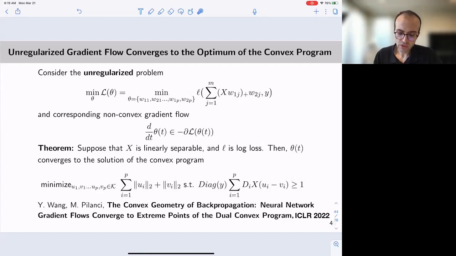So it turns out if you want to minimize an unregularized objective, which is just the training loss, and you look at gradient flow, which is the limiting case of gradient descent when the step size goes to 0, it is a differential inclusion, right? It turns out under some conditions on data, here we need the data to be separable over two classes, and we need the loss to be the log loss. Then this gradient flow, we can show that it converges to a solution to our convex program, which is minimum sum of L2 norms subject to separation constraints.